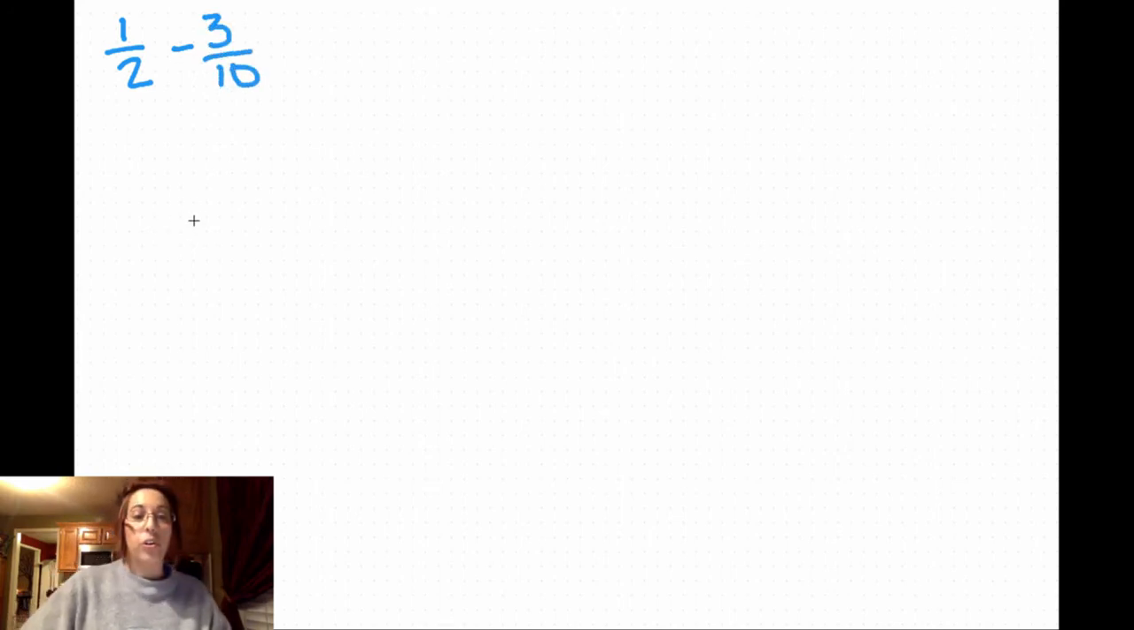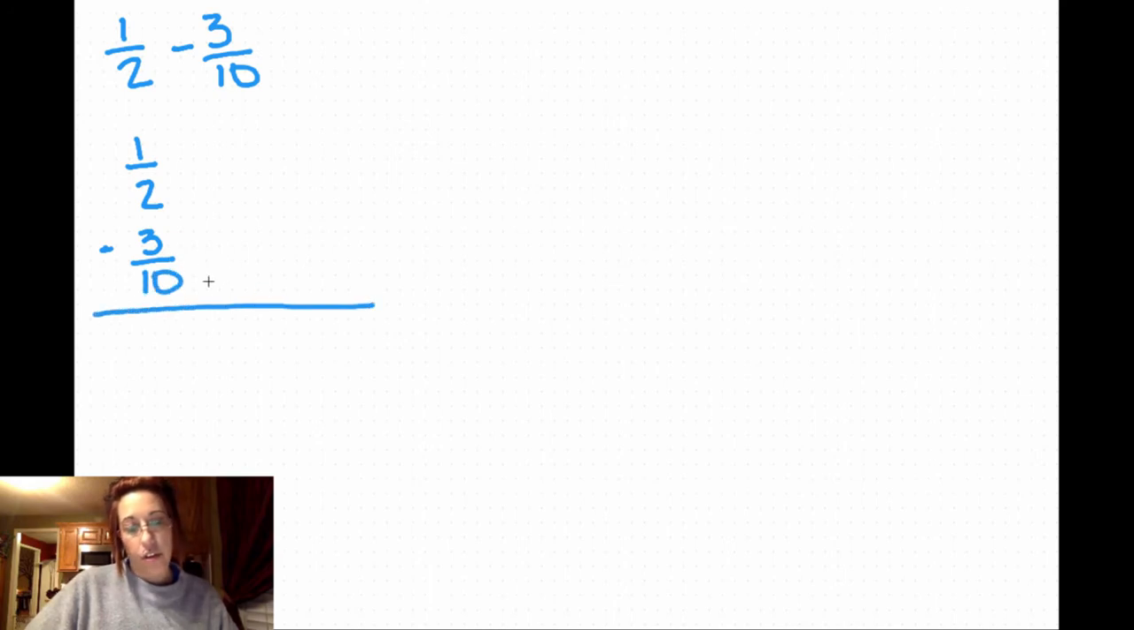Please make sure that you are doing these in your math journal as I do them here on the board. That will help you learn the steps. So we've got 1/2, subtract 3/10. We write it vertically. Two will go into 10. So 10 is going to be our least common denominator.